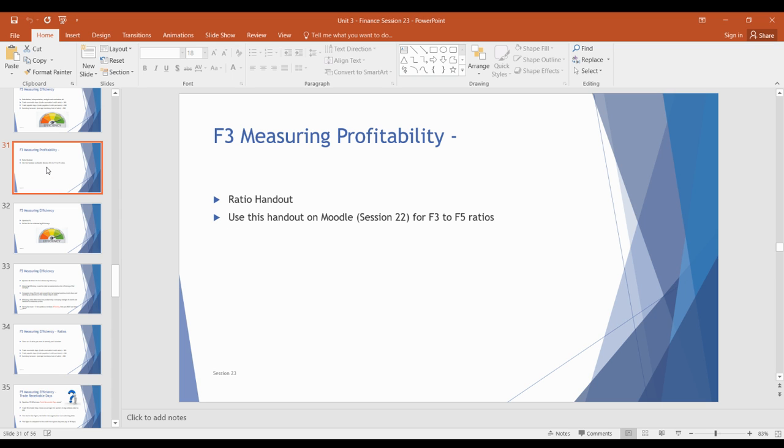As previously, you've been given a handout that was within session 22, and you should now be working through those and using those as a guide. You need to learn them. These formulas will not be provided to you.